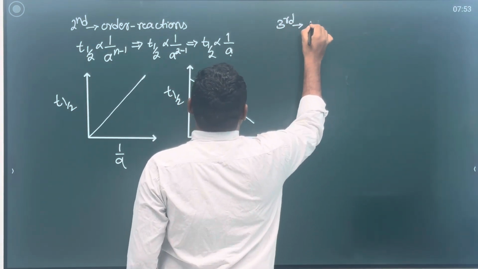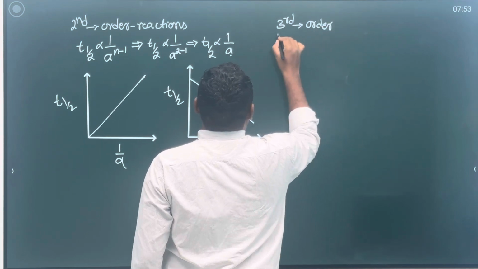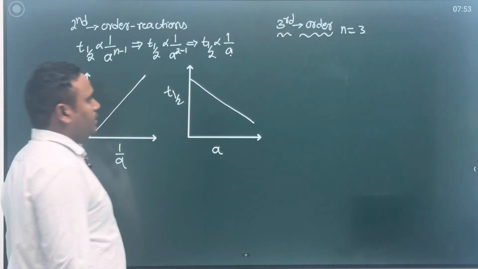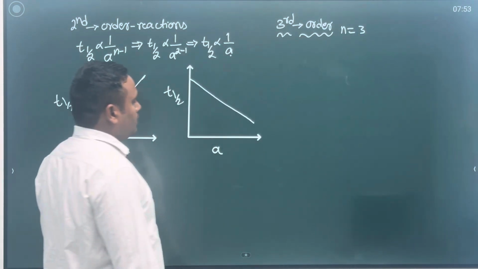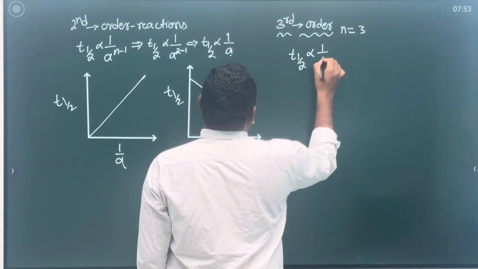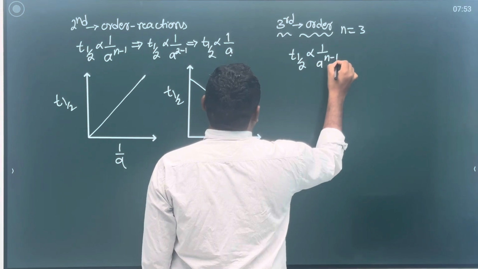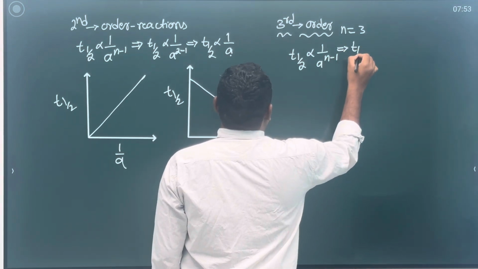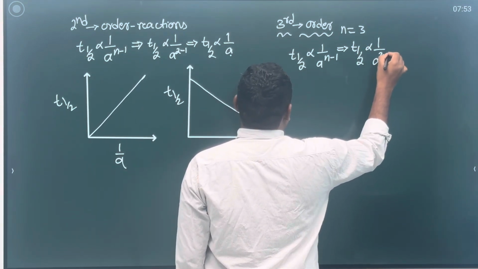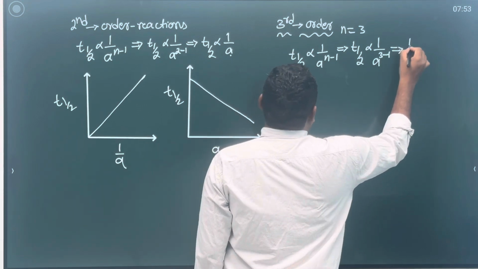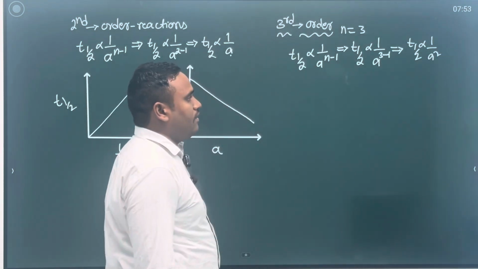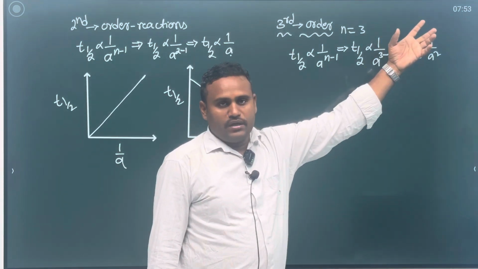In third order, what is the meaning of third order here? N is equal to 3. If N equals 3, that is called a third order reaction. So here T half is proportional to 1 by A power N minus 1, that implies T half is proportional to 1 by A power 3 minus 1, that implies T half is proportional to 1 by A square. Means T half is inversely proportional to the square of the initial concentration.